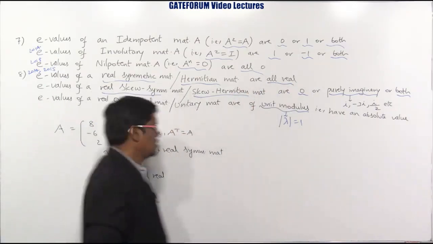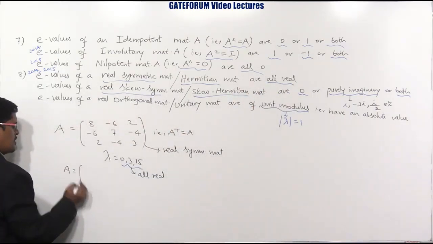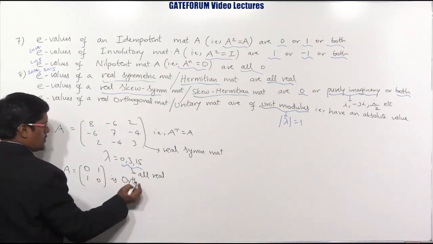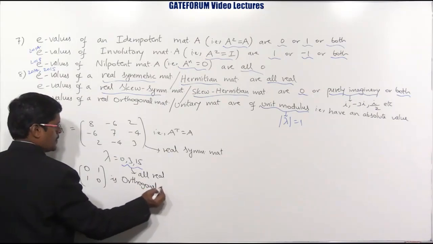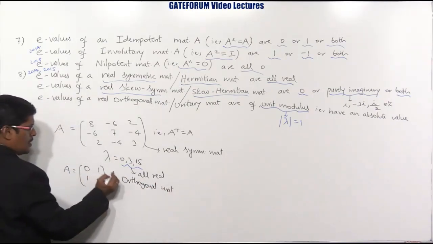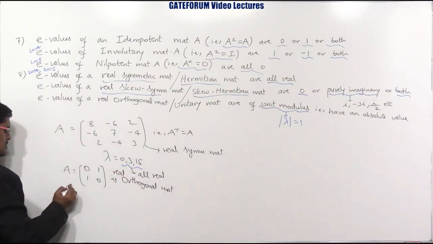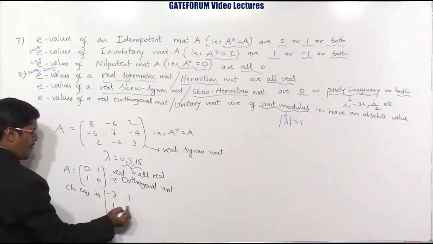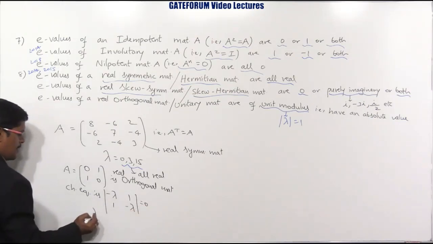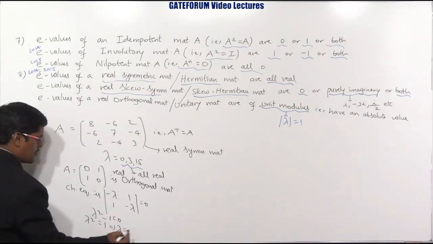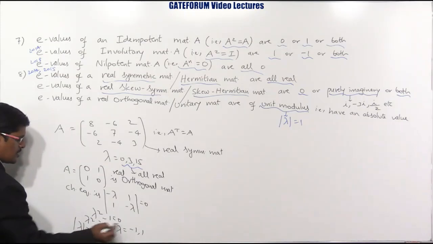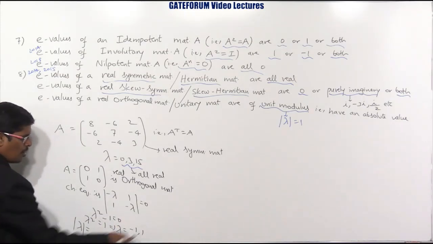Next, day before yesterday I told you 0, 1, 1, 0 is an orthogonal matrix, and all 4 elements are real numbers. So it is a real orthogonal matrix. What is the characteristic equation? Subtract lambda from the diagonal elements: lambda square minus 1 is equal to 0. Lambda square is equal to 1, which implies lambda is equal to minus 1, 1. If you find the modulus for both, mod minus 1 is equal to plus 1, and mod 1 is equal to 1.